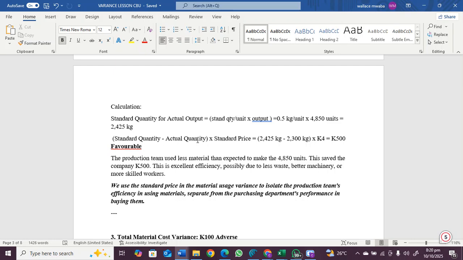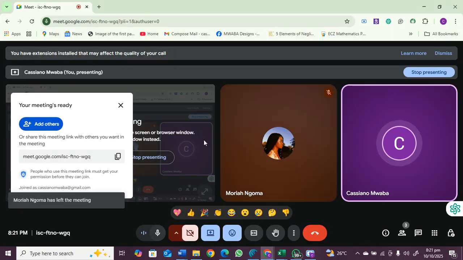I've seen in some books that they use that method, but our advice is to use this method so that it's easier to interpret. Because when you use standard minus actual, you know that if you get a negative value, it's bad. If you get a positive value, it's good. Now, if you use the way you have implied in that question, you have to reverse the rules. If you get a negative value, it's good. If you get a positive value, it's favorable. So I would advise you use this one so that you can easily interpret at the end.